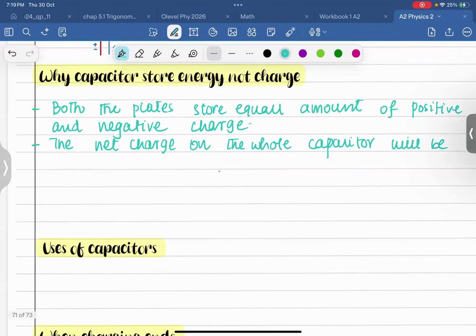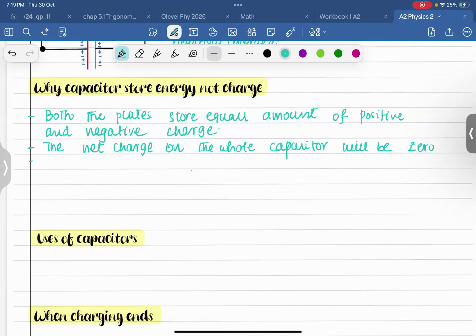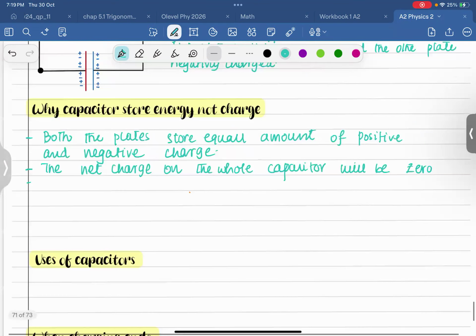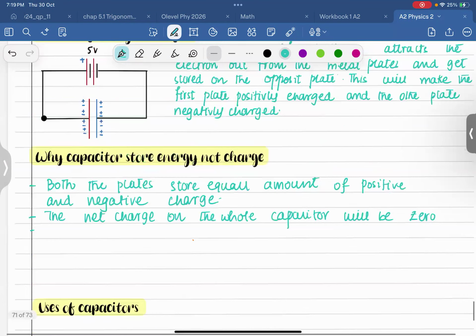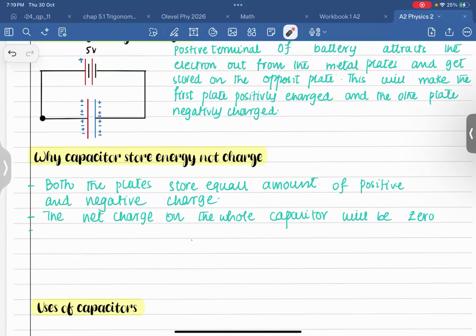Now the third concept is, if the net charge is zero on the capacitor, then what does the capacitor store, right? The capacitor stores the energy. Now where is the energy coming from? The energy is coming from those charges that get transported from one plate to another plate, right?